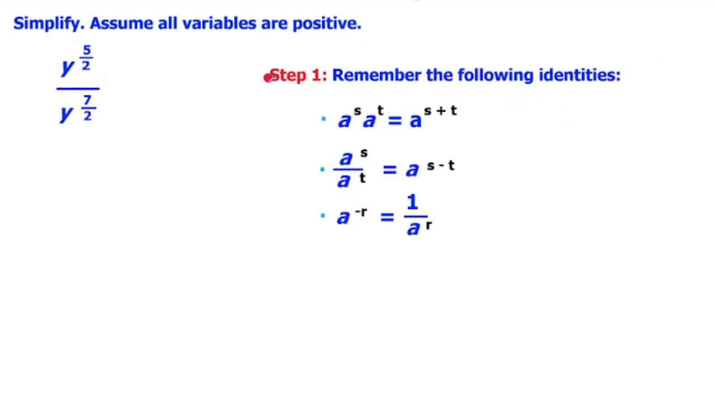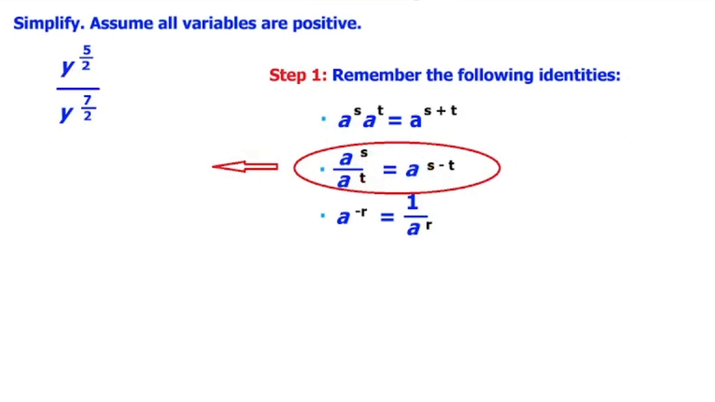So we need to remember the following identities. If we have a to the s times a to the t, we just add the exponents together. If we have division, then we do s minus t for a. And if we have a to the negative r, it becomes 1 over a to the r. The negative just means it becomes a denominator. Now we can figure out which one to use, and here we have division, so we're going to use this one.